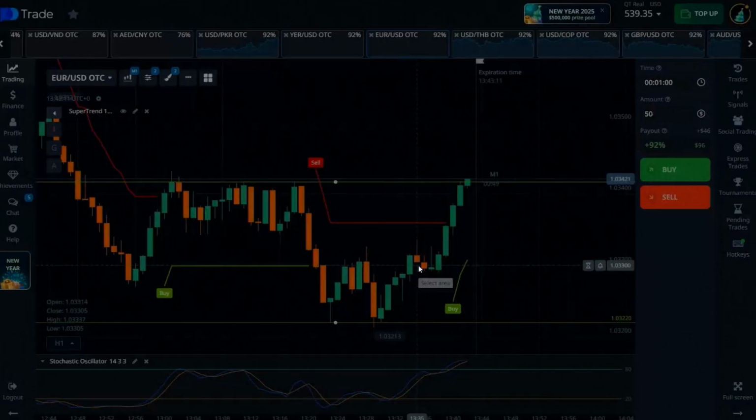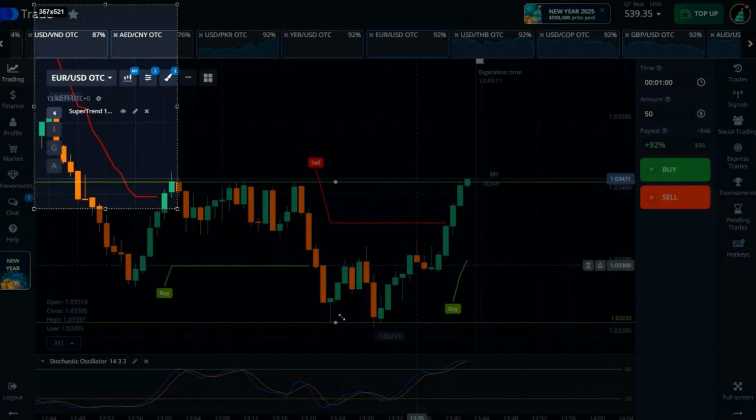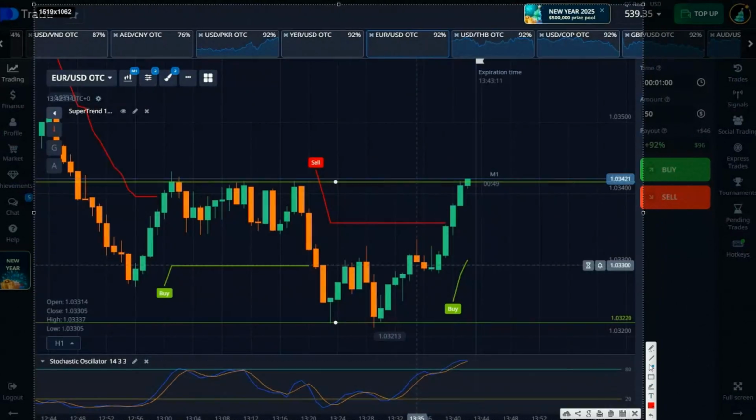And let's understand why a reaction is possible here. Firstly, on the stochastic, our moving averages have gone beyond the 80 mark, that is, this is the overbought zone. We expect a reversal and intersection of two moving averages here, that is, when a reversal occurs, then on the chart we will also see a downward movement from the resistance level.